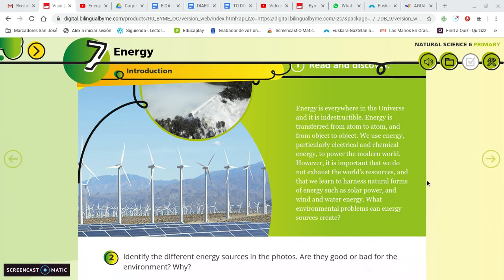Today we are going to start with the next unit, number 7. Yes, and it is about energy. First of all, we have to know what energy is, right? Energy is something that we have everywhere in the universe. Energy is something that makes it possible for us to do different activities. Energy is something that makes something change, that makes something move.